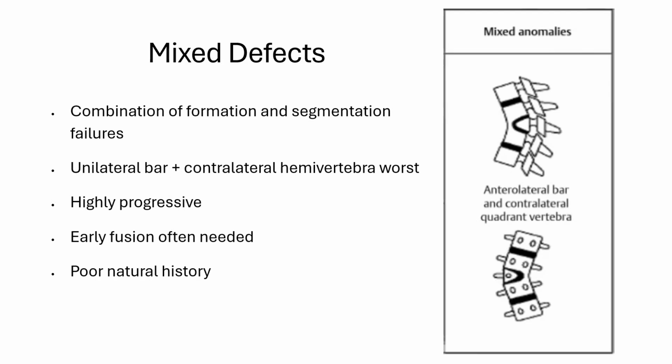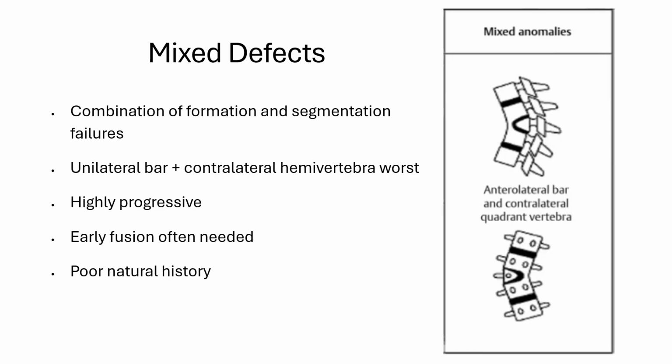Mixed defects represent the most challenging category of congenital spinal anomalies because they combine both formation and segmentation failures, creating complex patterns that are difficult to predict and treat. To understand why these combinations prove so problematic, think about the mechanical forces involved when you have both a wedge-shaped building block and abnormal connections between blocks in the same area of construction.